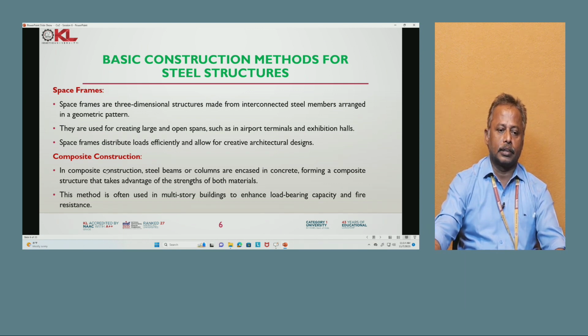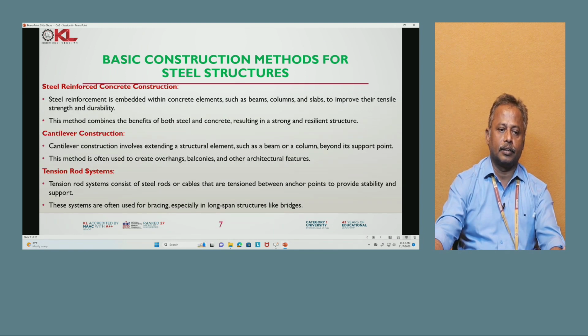Next, composite construction. In composite construction, the steel beams or columns are encased in concrete. It forms a composite structure that takes advantage of the strength of both materials. This method is often used in multi-story buildings to enhance the bearing capacity and the fire resistance.